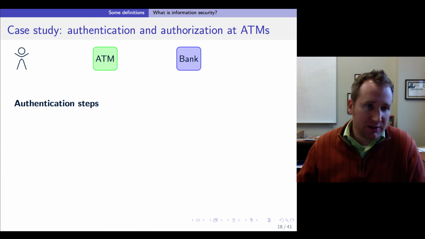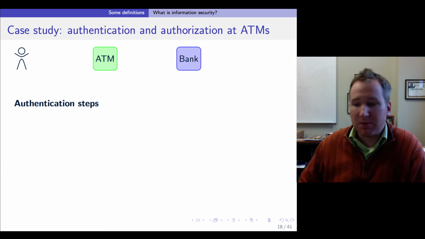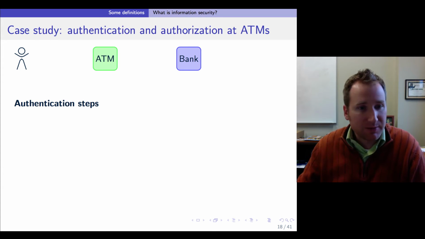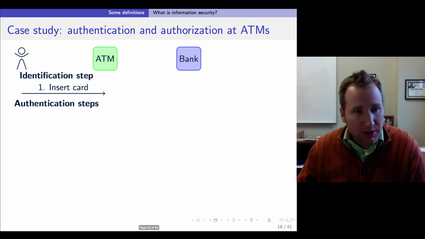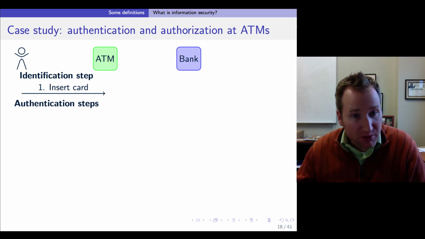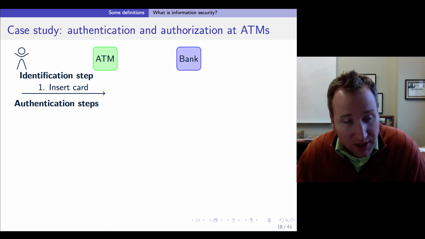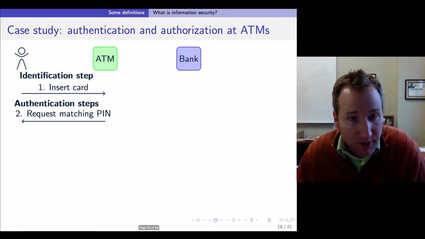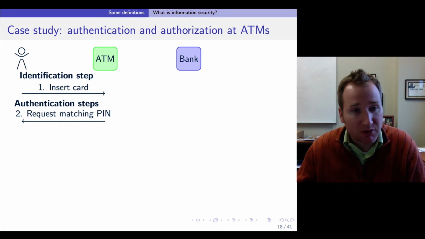So let's talk about a case study here. We have a person who wants to go to an ATM to take some money out of their bank account. There are identification, authentication, and authorization steps at each point. First we have the identification step, where the customer inserts their card, which has a card number that identifies the user and account to the ATM. The ATM, looking at that identifier, says, okay, tell me your PIN. So there's a request to authenticate that user.